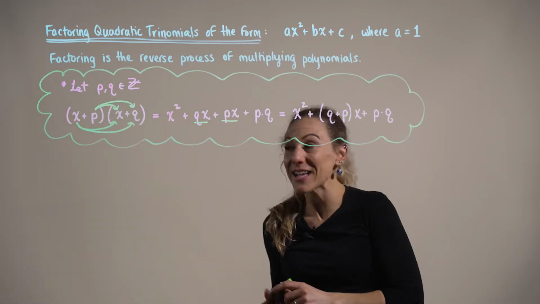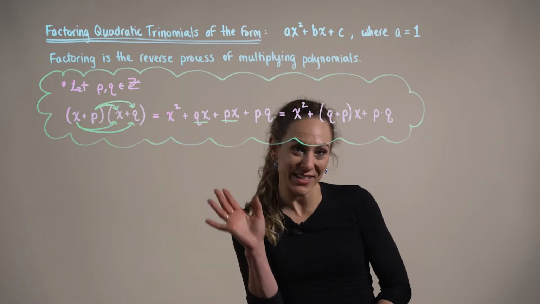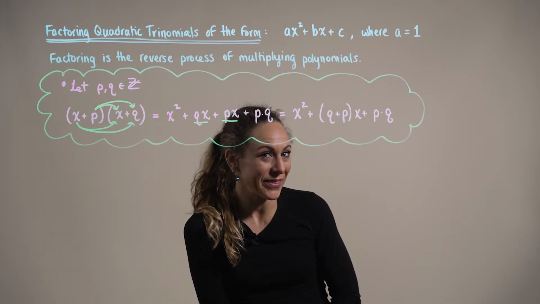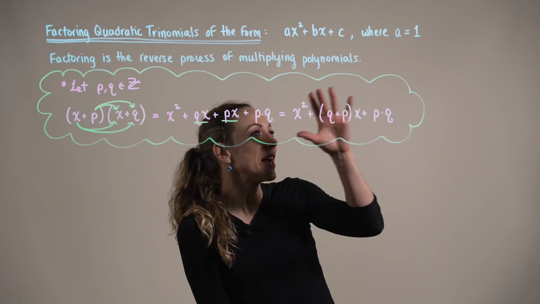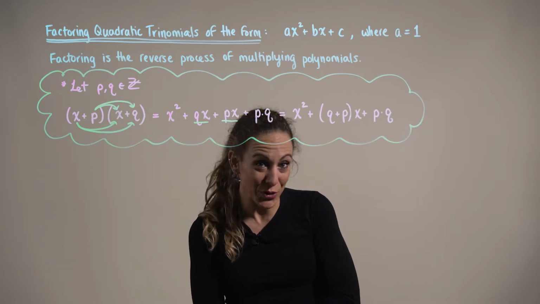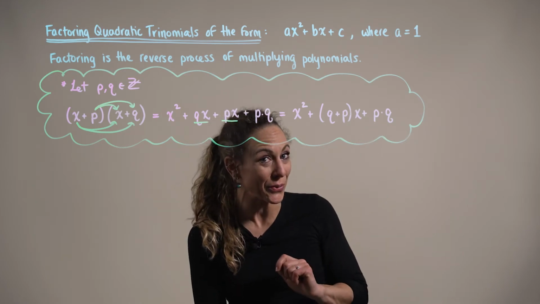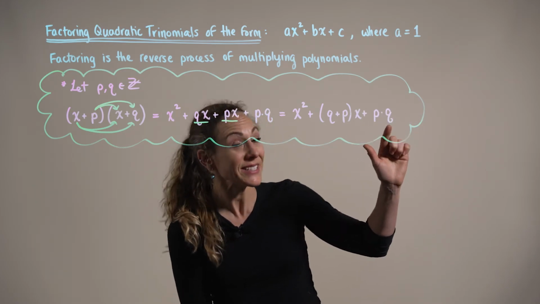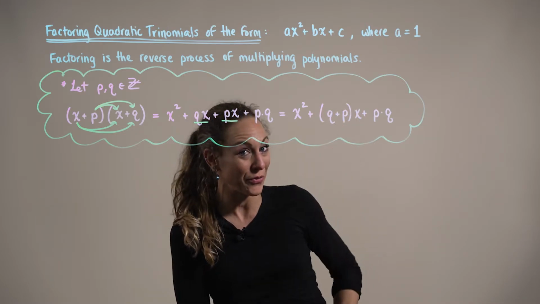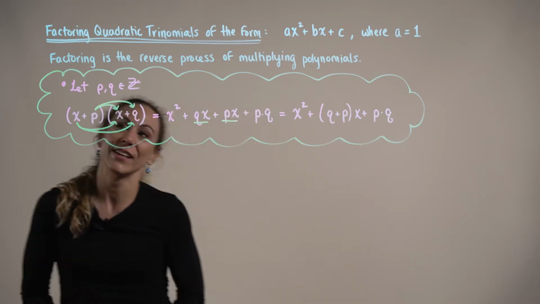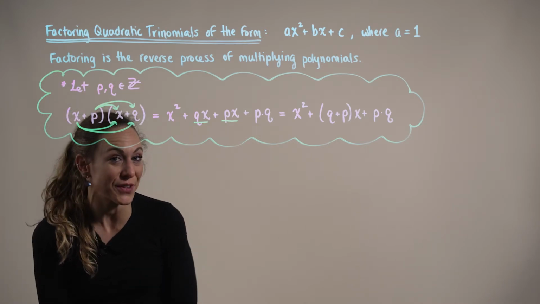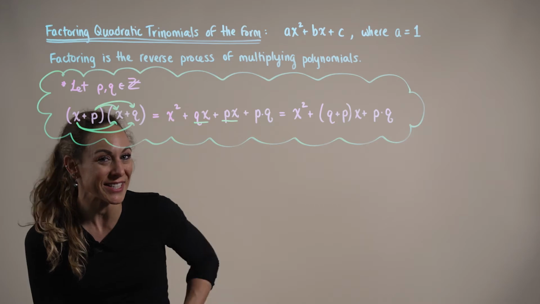So when we look at this binomial product in its expanded form, and we look at this trinomial, we can see that in trying to factor a quadratic trinomial of this form, we're looking for two integers p and q, whose product is p times q, and whose sum is this intermediate coefficient. So now that we have a better understanding of the basis for this factoring technique, let's look at an example to clarify.